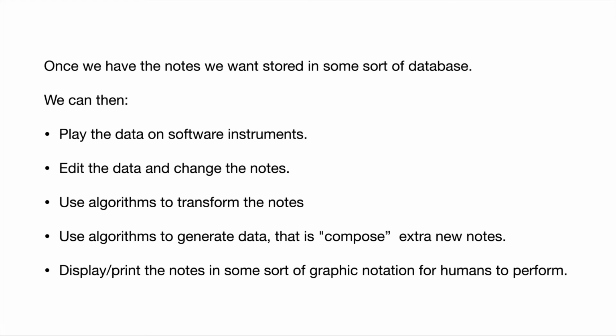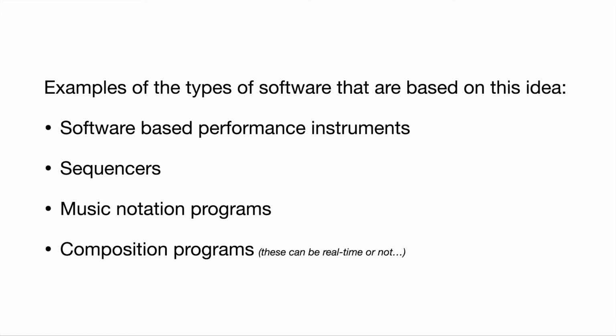And of course, we need to be able to see what we're doing. So often there are ways of displaying the data in the database with some sort of graphical notation that enables us to understand what's going on. It could look like a traditional score, or it could be some other sort of graphical representation. Let's have a look at some examples of types of software that are based on this idea.